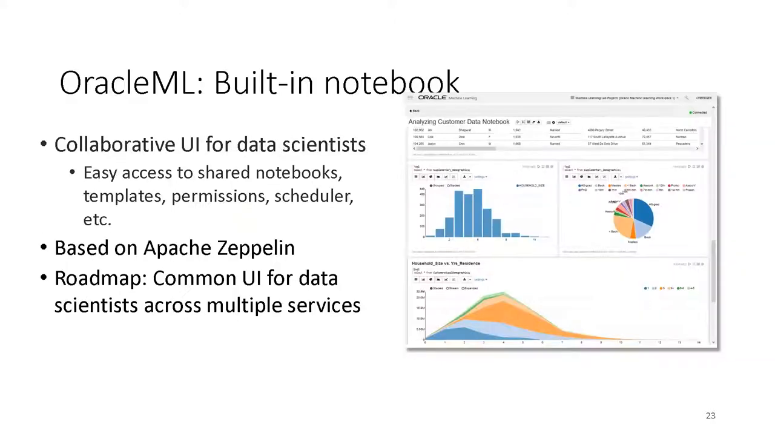For those of you who are on the journey of becoming a data scientist, or are actually data scientists, we do have support for machine learning, artificial intelligence, and natural language built into the product. Based on Apache Zeppelin, you can have your Zeppelin notebooks, which can be shared, and you can collaborate with your peers. It's built on the common UI for data scientists, and then you can use multiple services behind the scenes.